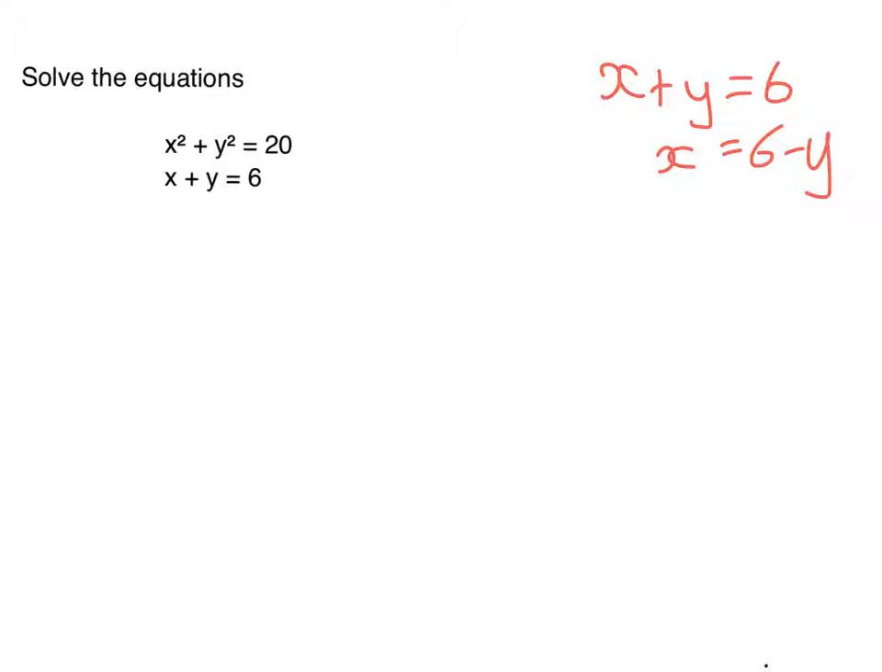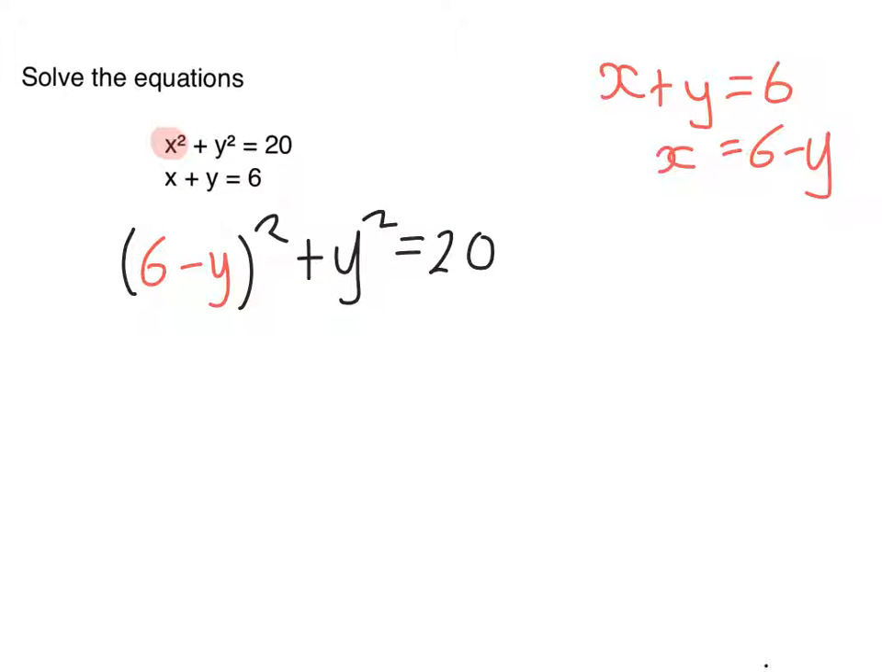So now that I've got an expression for x, I'm going to substitute this back into this x here. So I'm going to have x squared, so that's going to be 6 minus y, all squared, plus y squared is equal to 20.